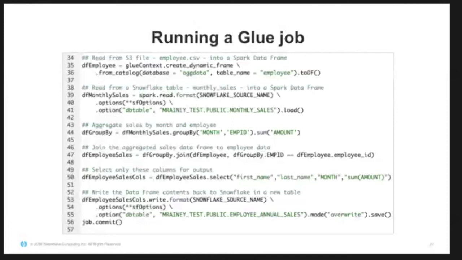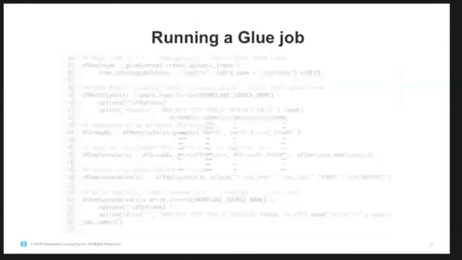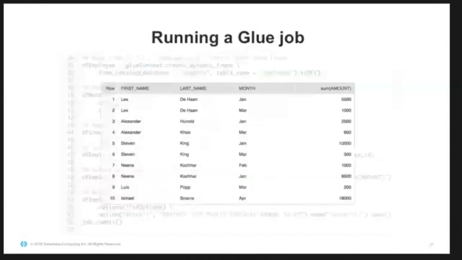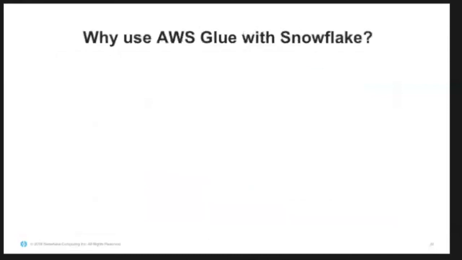And again, that whole thing is pushed down into Snowflake because that's where I had enabled that push down to do the processing. And then our result is employee, month, and their total sales. So hopefully that's good for them. But as you can see, it's pretty straightforward to set up your connector from Glue to Snowflake.